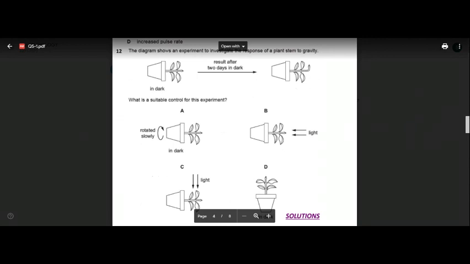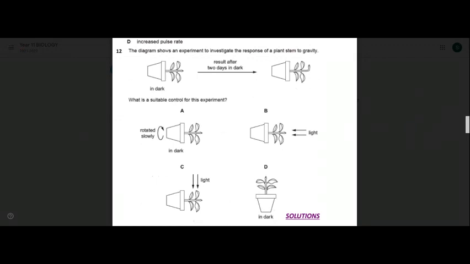The response of the plant regarding the gravity of the earth in the shoot and in the root are different. In the root, they have a positive geotropism, while in the shoot or in the stem, it is negative. It means it stays away from it. It moves away from it. So we want to control this. We want to prove that. So we have to control something.